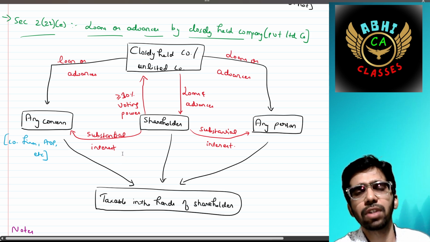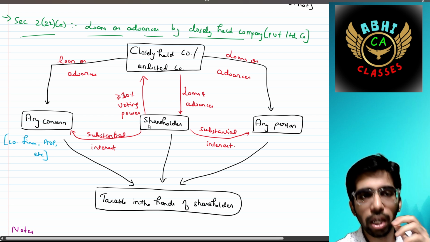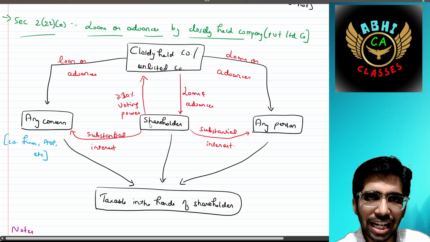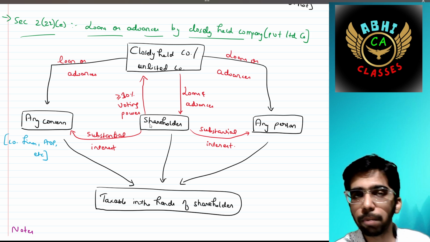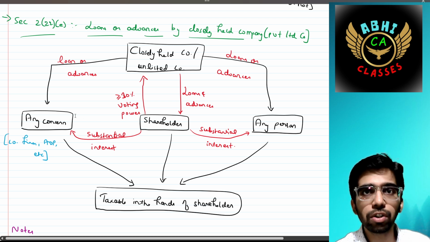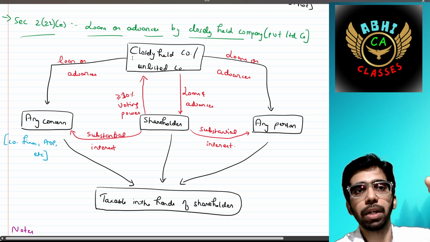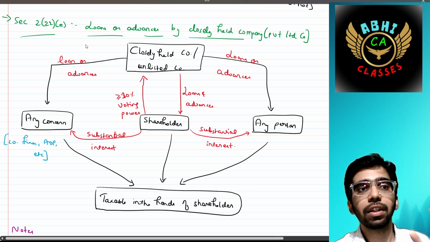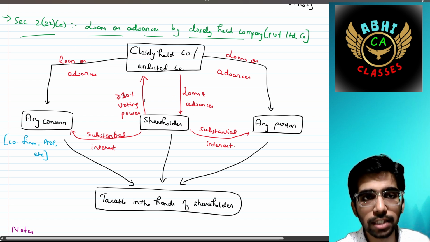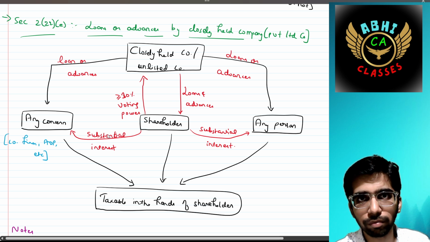What do you mean substantial interest? We'll see in the next notes. If the same shareholder has a substantial interest in any concern, might be a company, firm or AOP, etc., to which that closely held company is sanctioning any loans or advances, then those loans and advances are also taxable in the hands of the shareholder, because he has a substantial interest over that person.